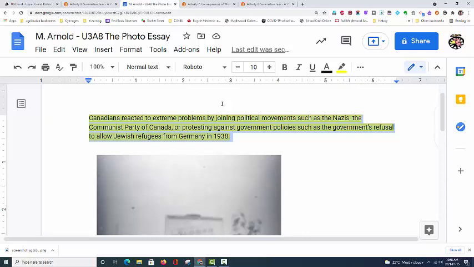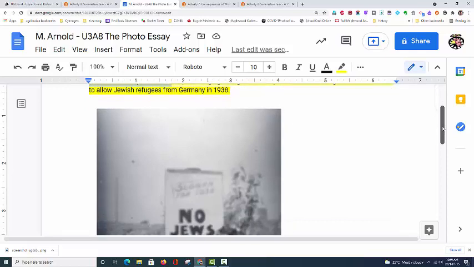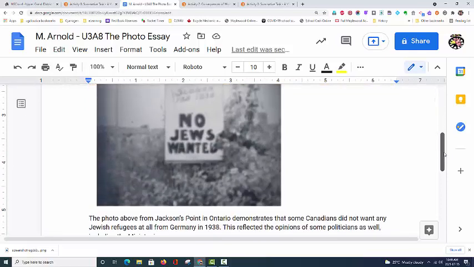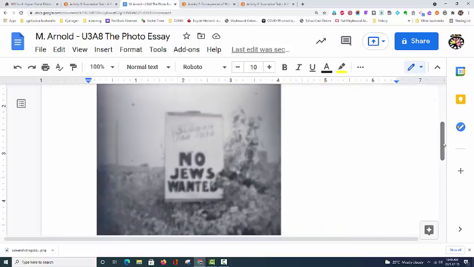Because I listed those three topics, so joining political parties and protesting against government policies, I am going to need to find evidence in the form of images of how Canadians felt towards Jewish refugees and images of possible protests.